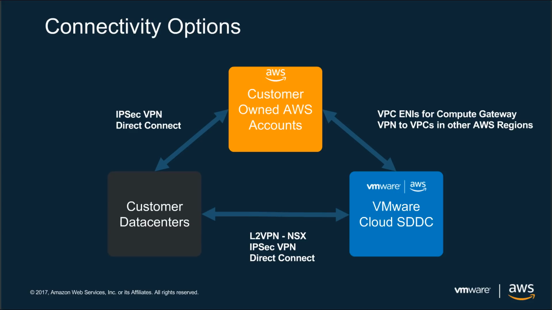You have ENIs that are in your AWS account that'll be sitting in AWS VPC subnets, and those ENIs will provide connectivity back into your VMware Cloud on AWS software-defined data center. Likewise, if you want to connect to AWS accounts that are in other regions, you have the ability to actually create VPN connectivity from that compute gateway that exists inside of your SDDC, that virtual appliance gateway that is the edge of your software-defined data center. You can connect a VPN connection from that VPC to an AWS account in another region.